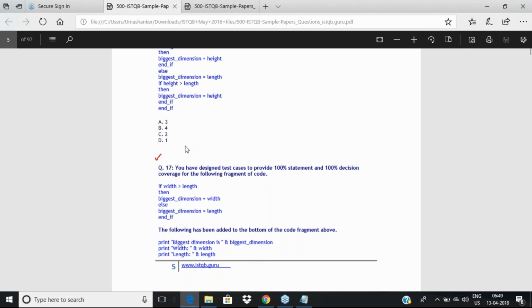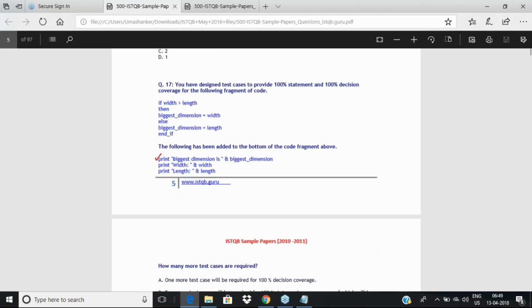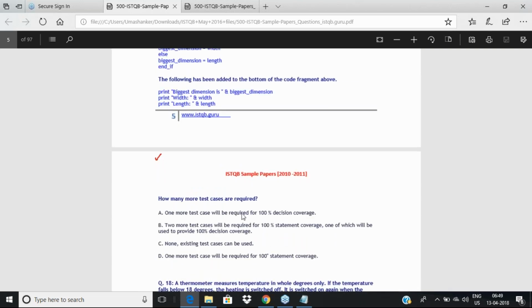100% statement coverage was already achieved. It also says you have already completed 100% decision coverage. How many more test cases are required? One more test case will be required for 100% decision coverage.